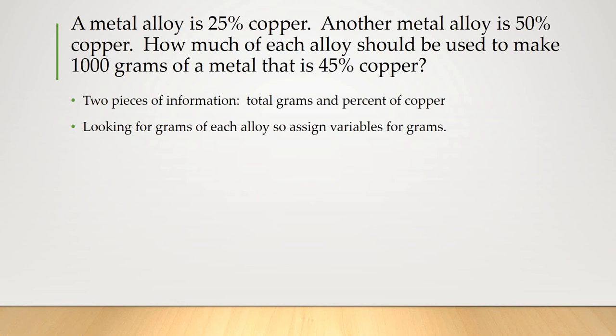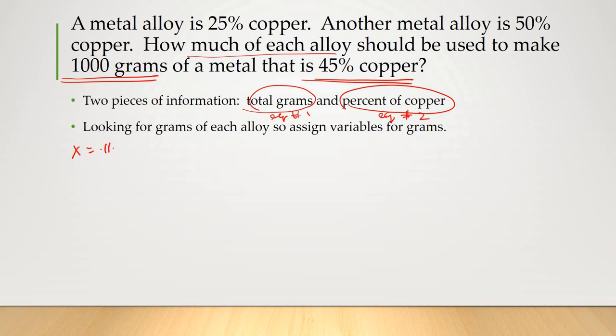A metal alloy is 25% copper. Another metal alloy is 50% copper. How much of each should be used to make 1,000 grams of a metal that's 45% copper? So I have two pieces of information, total grams and percent copper. So this is going to be equation number 1, and this is going to be equation number 2. Since I'm looking for how many grams of each alloy, I'm going to assign the variables for grams. So x is going to equal the number of grams for the first alloy, and y will be the number of grams for the second.